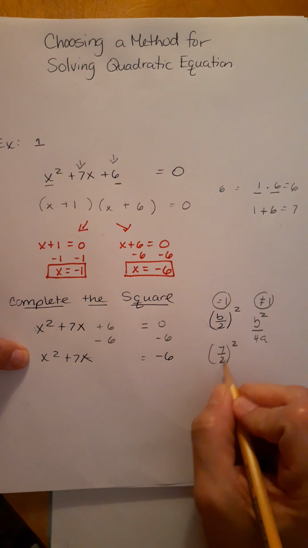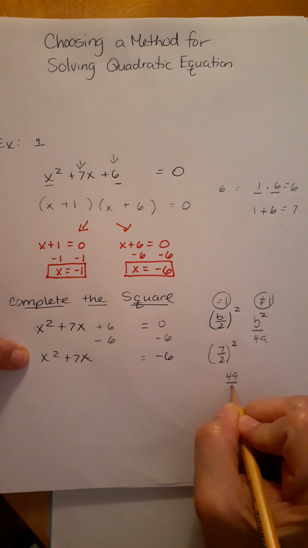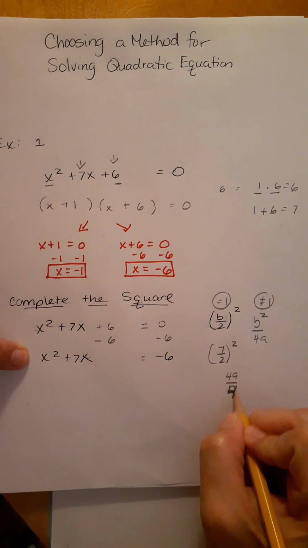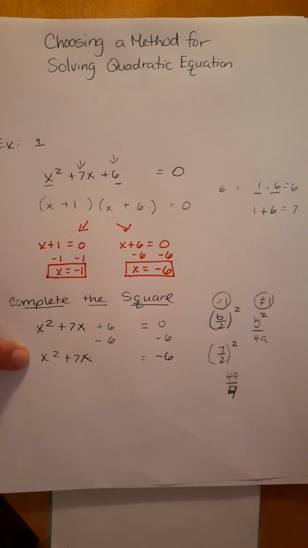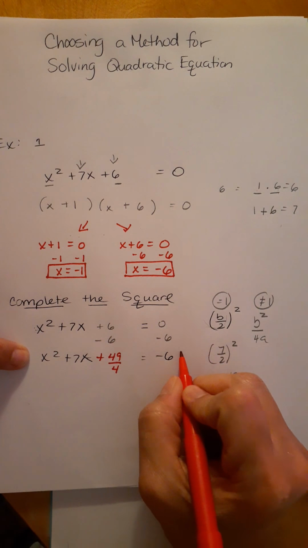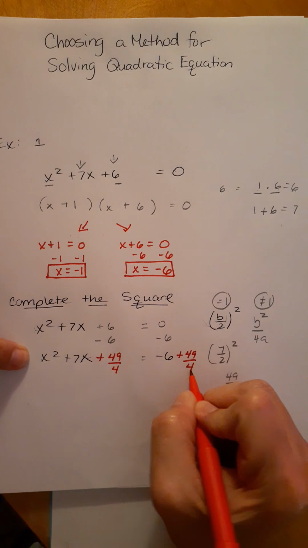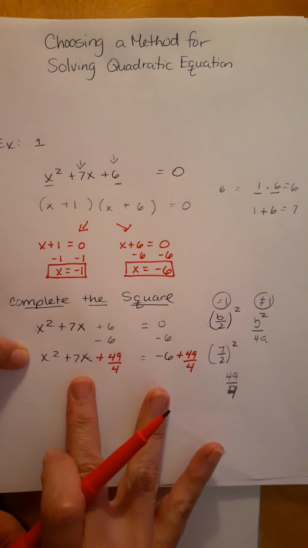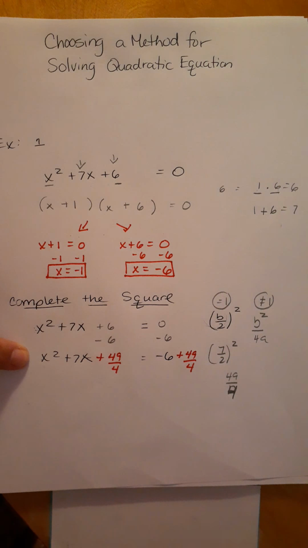Okay, that would give me 49 over 2. I'm sorry, over 4. My bad. 49 over 4. Okay, I'm going to put plus 49 over 4. Plus 49 over 4. I added it over here. I have to add it on the other side of the equal sign. It's like a balance. You got to keep the same balance.